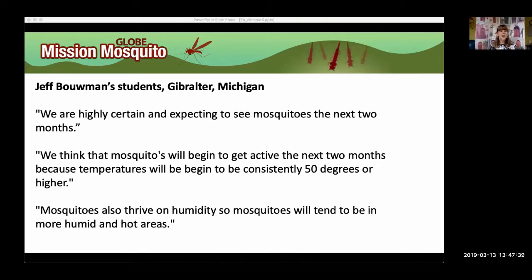So they say they're highly certain and expecting to see mosquitoes in the next 2 months. They think mosquitoes will begin to get active in the next 2 months because temperatures will consistently be 50 degrees or higher, and that's Fahrenheit. And mosquitoes also thrive on humidity, so the mosquitoes will tend to be in more humid and hot areas.